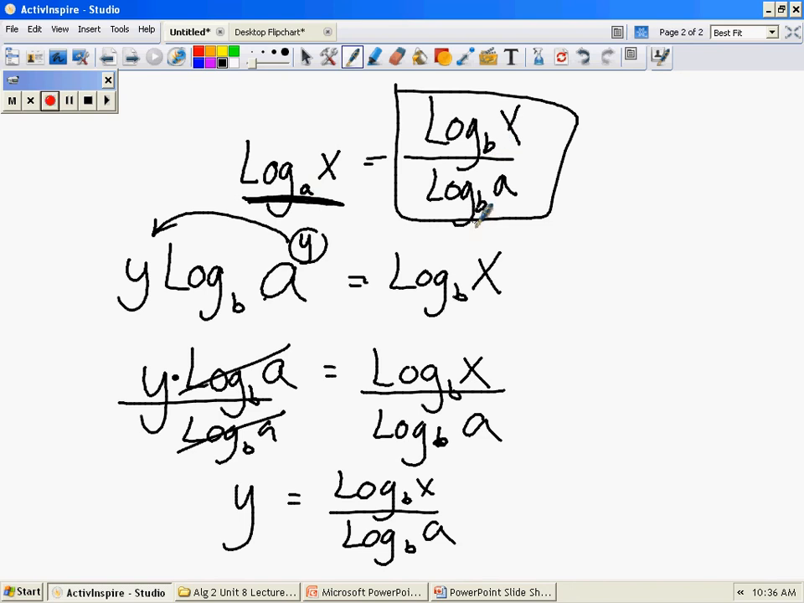Now we're not going to use base b, we're going to use base 10 today, but that's basically it. Now you don't have to derive this every time, but we're just going to use that formula. So basically if you want to change the bases, you just do the log base whatever of x and then log base whatever of a, and you divide them.